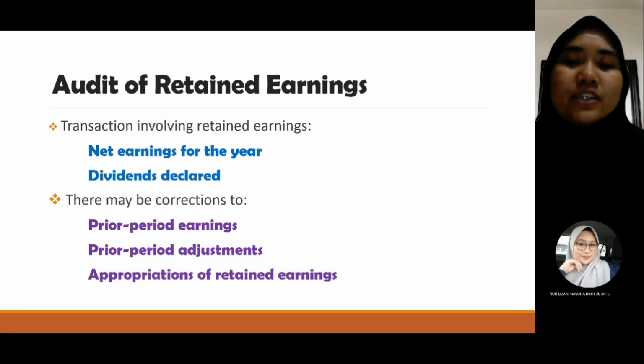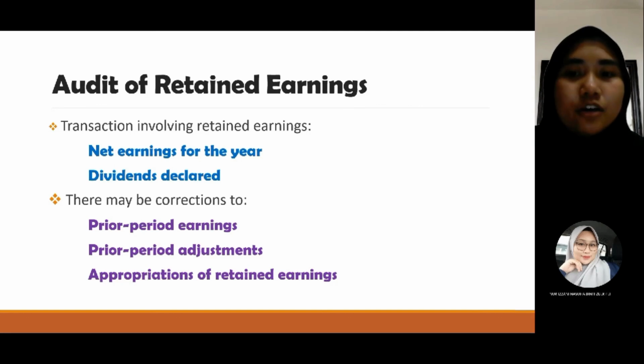Auditors must assess whether transactions should have been included in retained earnings other than net earnings and dividends. When auditing debits and credits to retained earnings, prior period adjustments, for example, can only be included in retained earnings if they meet the requirements of accounting standards. After the auditor is satisfied that the recorded transactions were correctly classified as retained earnings transactions, the next step is to decide whether they were accurately recorded. The evidence needed to determine accuracy depends on the nature of the transaction.